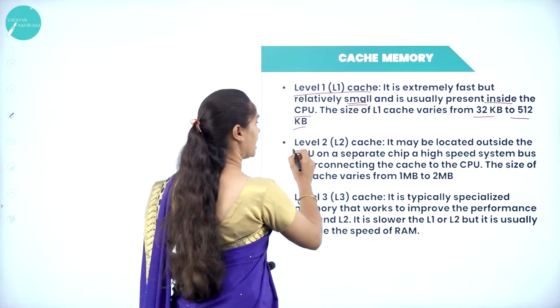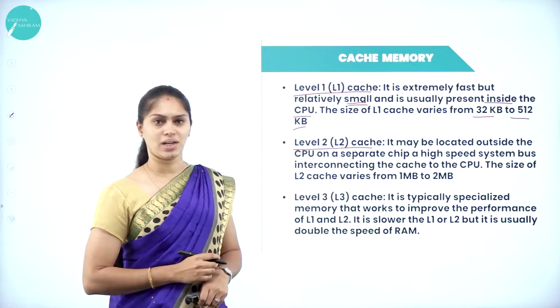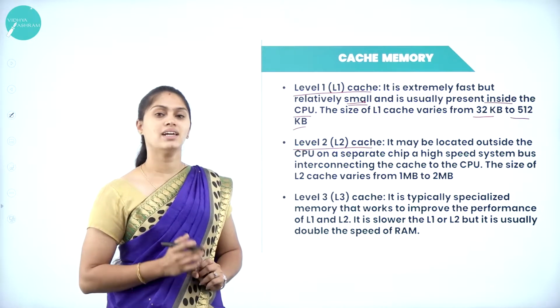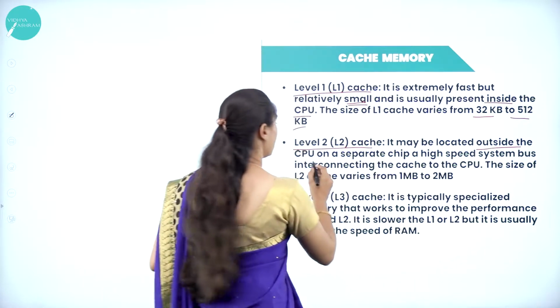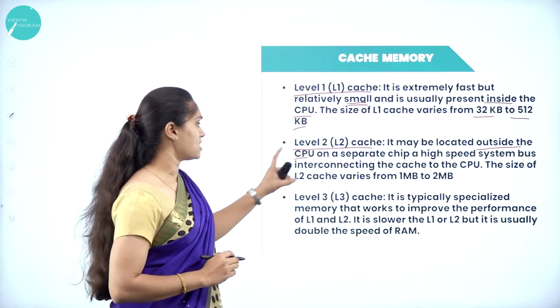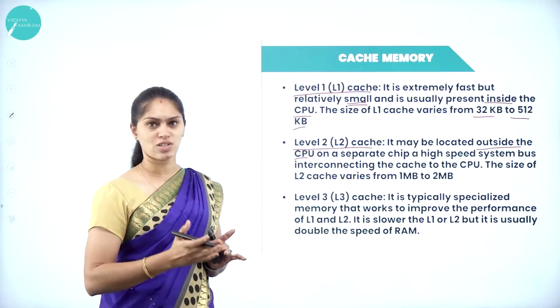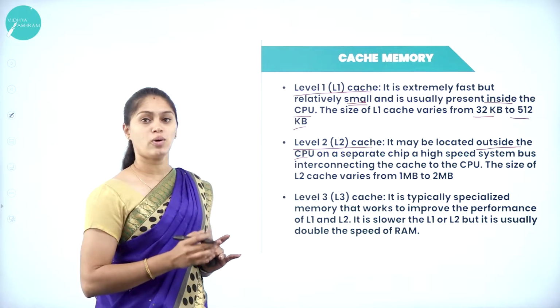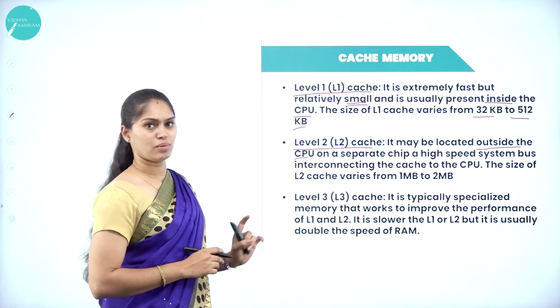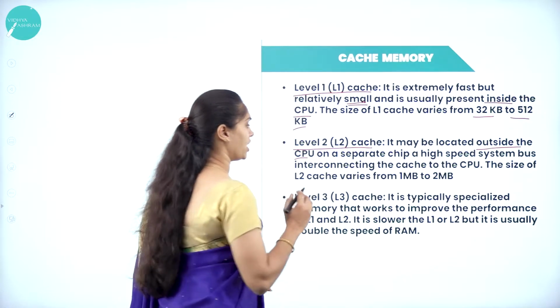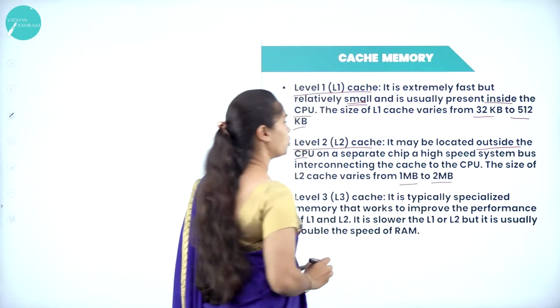So coming to this L2 or level 2 cache memory. Where will it be located? It will be located outside the CPU. L1 is located inside the CPU, but this L2 cache memory, level 2 cache memory, is located outside the CPU. And what is the size of this L2 cache? It varies from 1 MB to 2 MB.